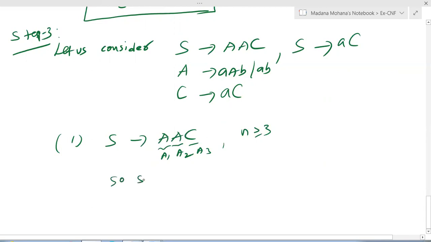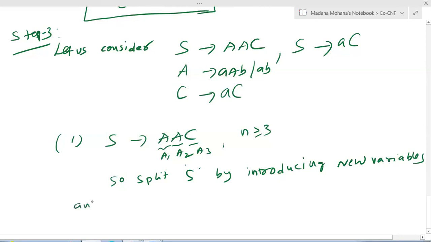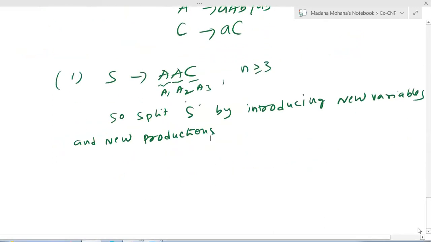So split S by introducing new variables and new productions. New variables and new productions. Therefore, S derives. So the first variable you can take as it is. The remaining, let us say, you can assume D1. Now we assumed AC as D1. Now what is D1? D1 derives.